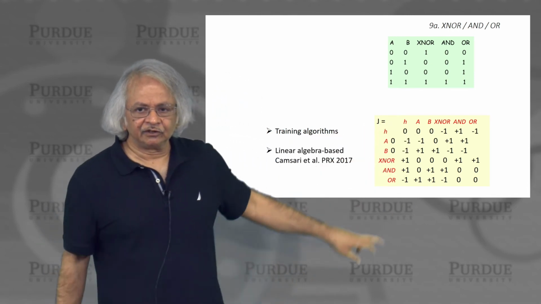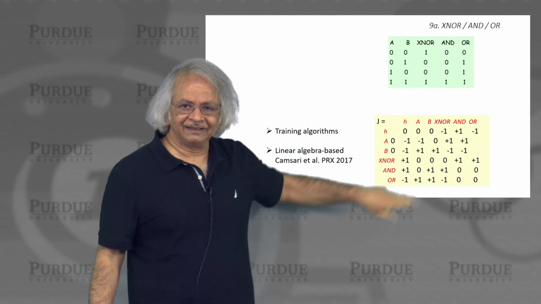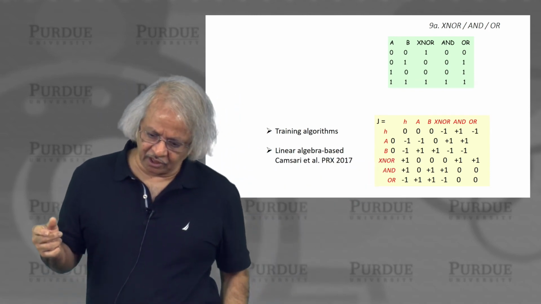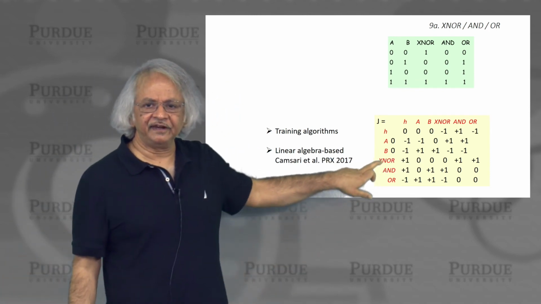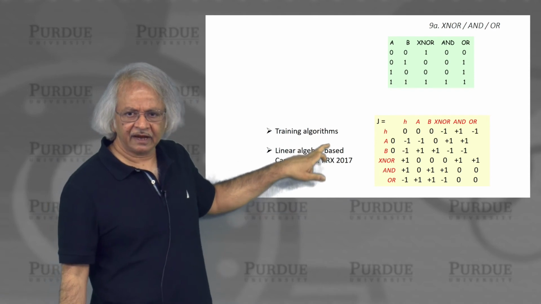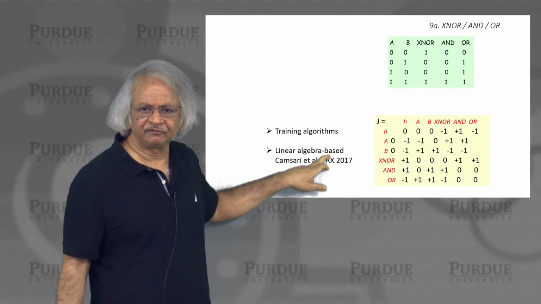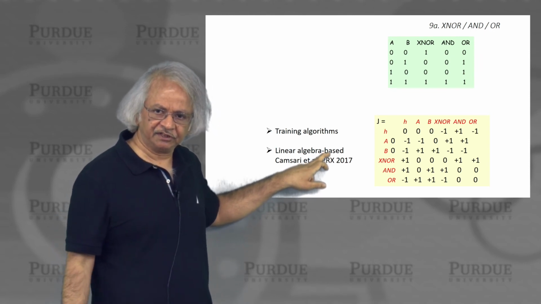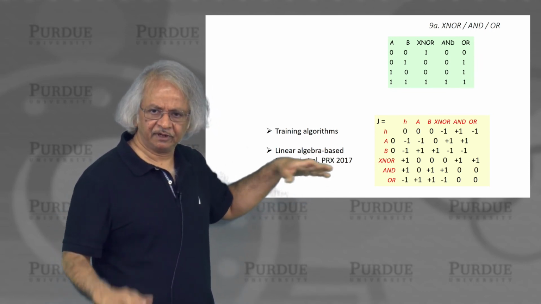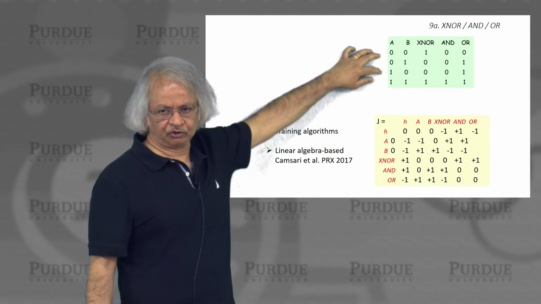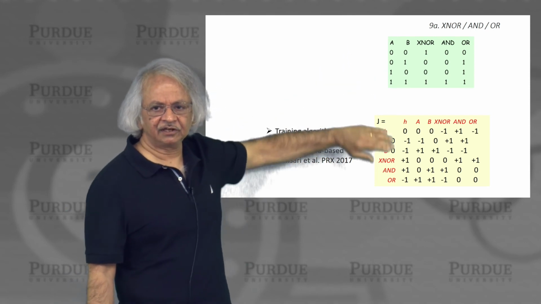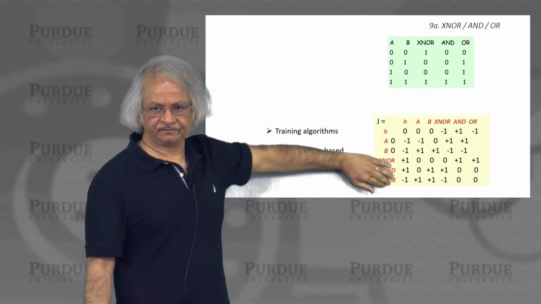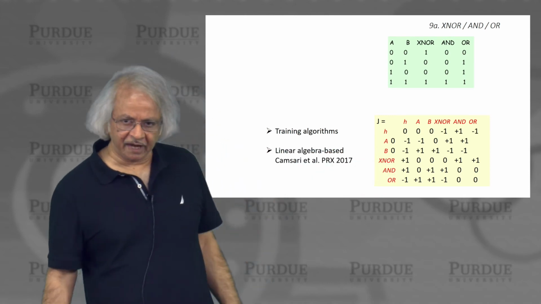And so, how did I come up with this matrix? Well, that is what I will not go into in this talk, but there are training algorithms available, and we have also used a different method that is kind of more analytical. It is based on linear algebra, which is described in this paper. So, the point is, given this truth table, you can translate it into a connection matrix.